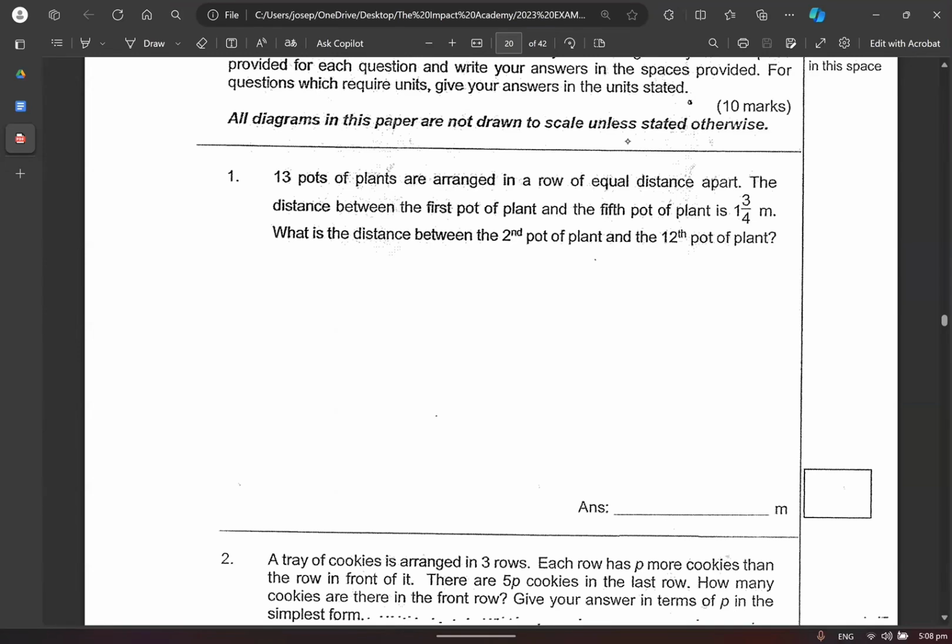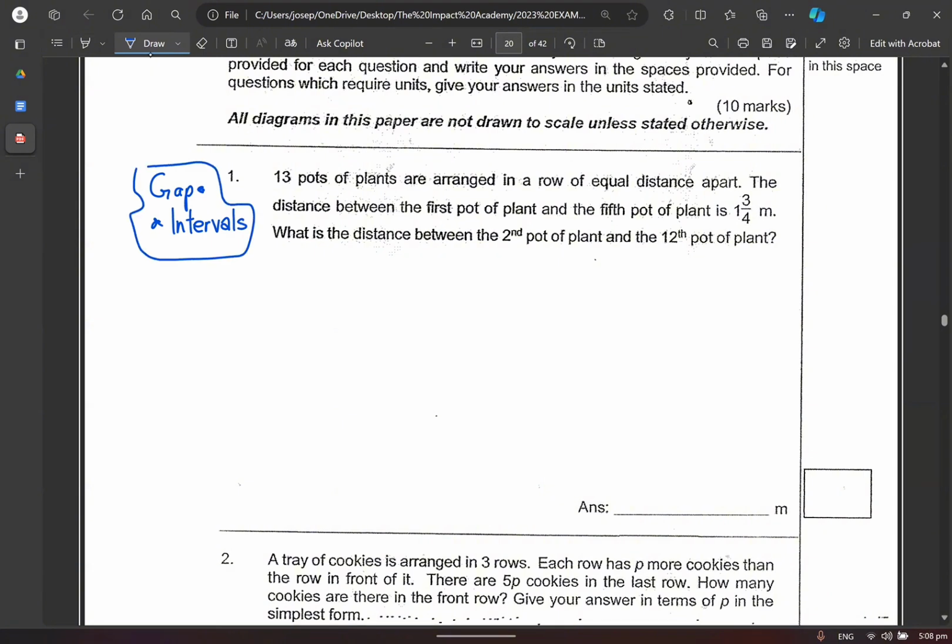Hi everyone, today we are looking at Rosyth. Now as you can see over here, this is a gaps and intervals question. I say that again, gaps and intervals question. Okay, so you want to quickly note down your concept first for gaps and intervals.